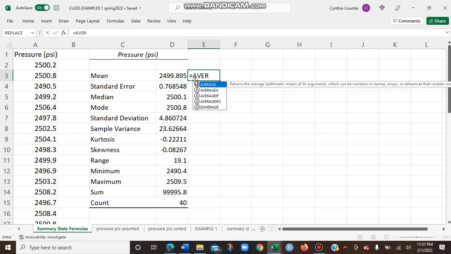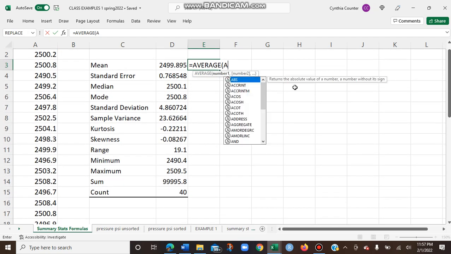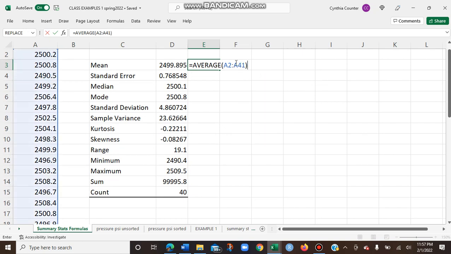Notice if I type equals and start typing average, it will pop up and I can double click. So to compute the average, I simply tell it the values I want it to average, and these values are in cells A2 through A41. So I'm simply going to type A2 colon A41. The colon says that I want to include all the values in between those two, A2 and A41, as cells as well. So all the cells from A2 through and including A41, and there is the average.